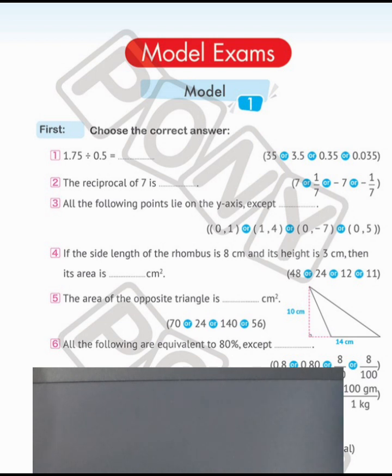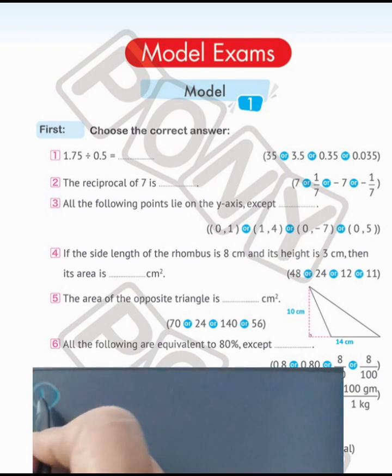Number 1, 1.75 divided by 0.5 equals what? We can find the result by cancelling the point in the denominator. Because the divisor is a decimal number, we must convert it to a whole number by multiplying by 10, because the point is after one place. Look with me at the steps.